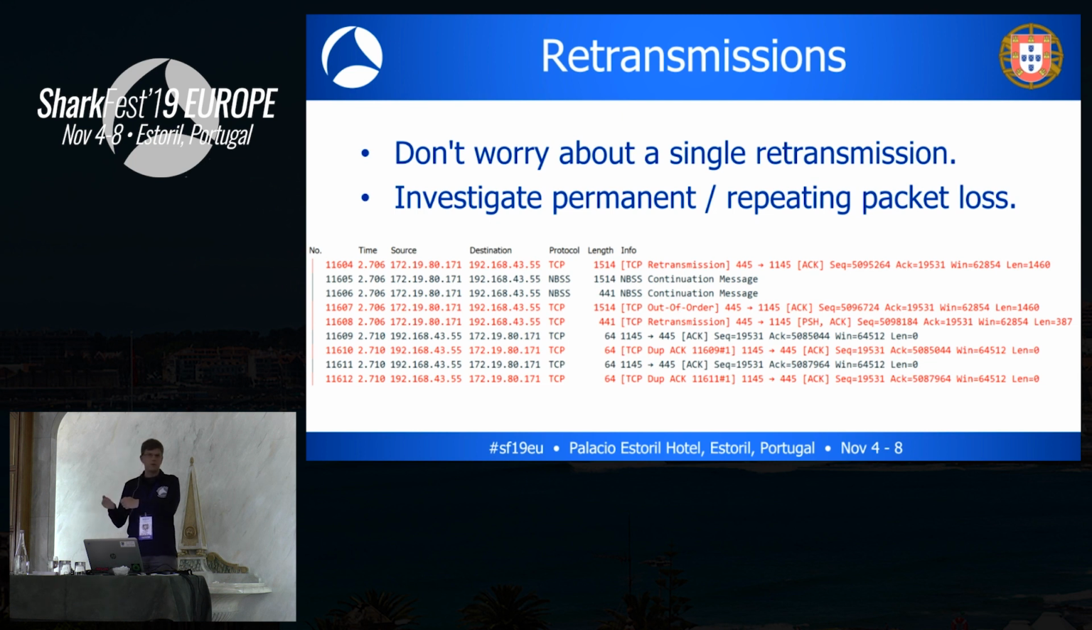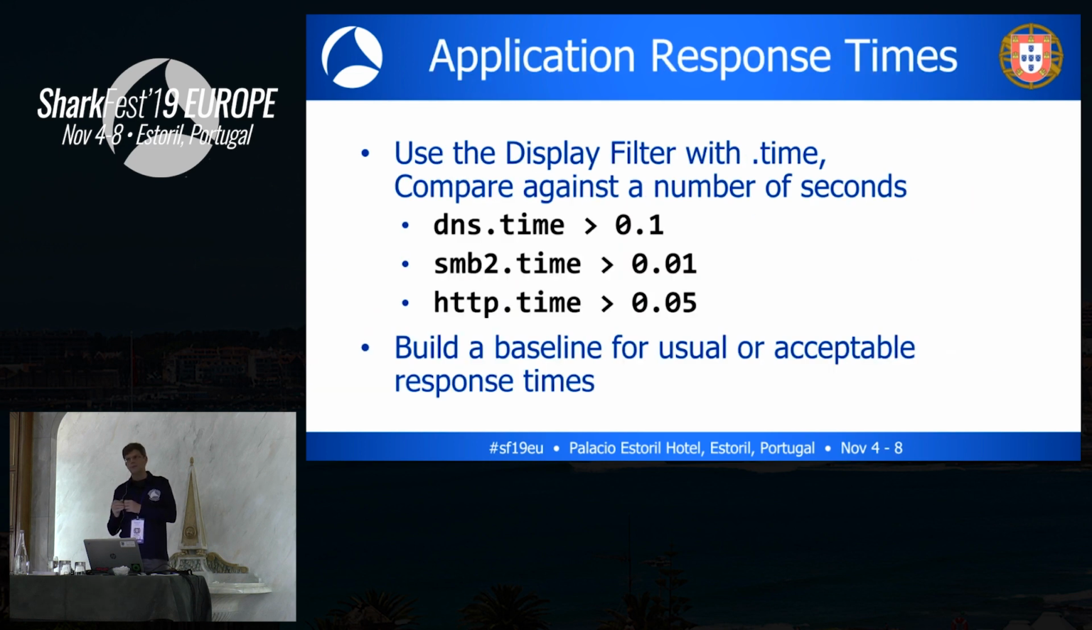Like, do we have a faulty line somewhere, or is something else wrong with the network? So just a single retransmission is not bad, but if you have a lot of retransmissions, especially if they focus on one server or one subnet, you want to investigate that and see if there's a device or a cable that has to be corrected.